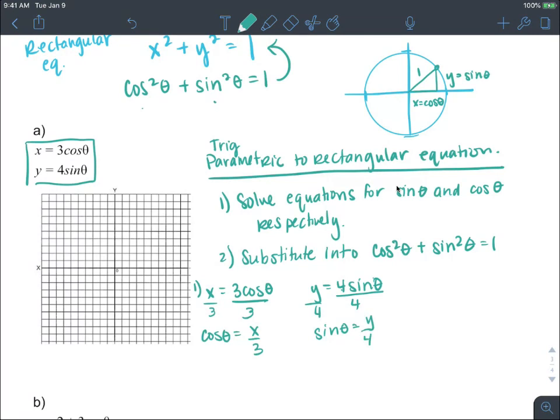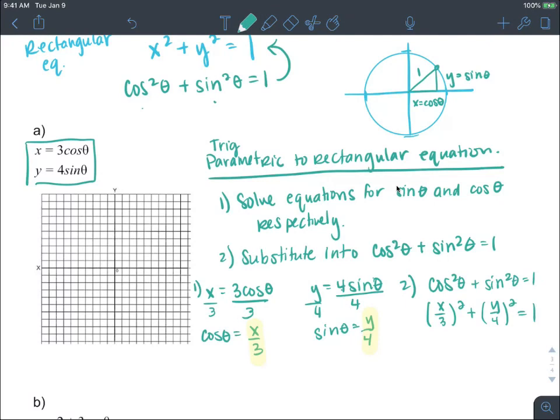So in step number 2, we're going to start with our identity. I know that cosine squared theta plus sine squared theta, this is always true, is equal to 1. So I have a value for cosine theta and I have a value for sine theta. So I just need to substitute those in. X over 3 squared plus y over 4 squared is equal to 1.